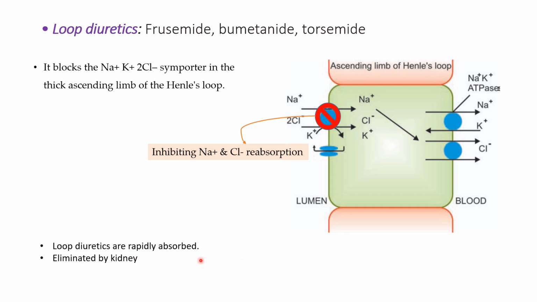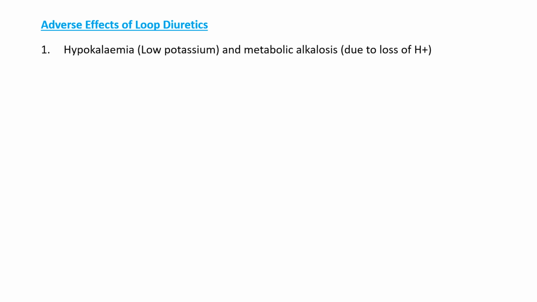Loop diuretics are rapidly absorbed and eliminated by the kidney. The adverse effects of loop diuretics include hypokalemia, that is low potassium, and metabolic alkalosis due to the loss of H plus ion. Then hyponatremia, low sodium level in the body. As we are all aware, this diuretic increases the flow of urine from the body. Whenever there is increased excretion of urine from the body, it will also reduce the level of the important ions.